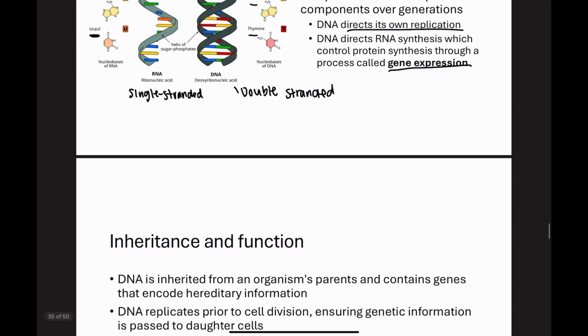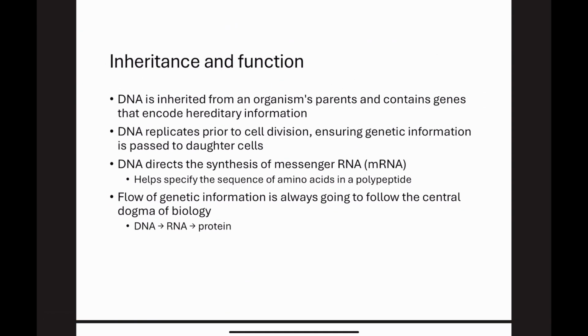So, the inheritance and function of DNA. Well, organisms are going to inherit their DNA from their parents. Before cell division, our DNA is going to replicate. And this replication prior to the division of cells is what's going to ensure that the genetic information that is passed to the daughter cells is identical. It's an identical copy of the genetic information of DNA.